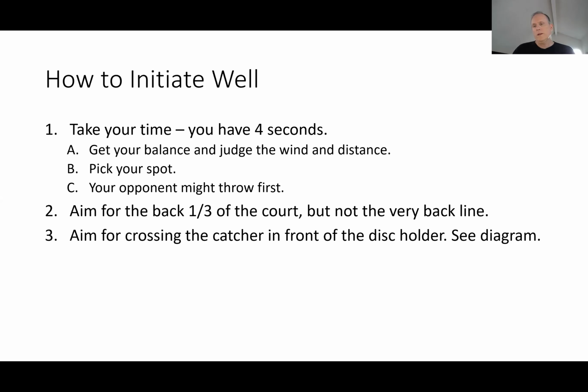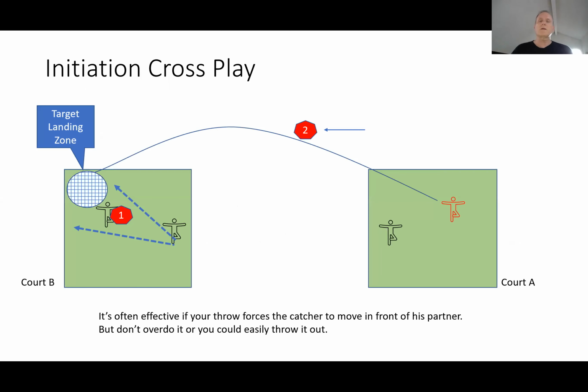Now, the next thing you want to do is, in some situations, you can aim to cross the catcher of your disc, the initiation shot that you're throwing. You can try to have him cross in front of the person on their team who's holding the disc, the person over there who caught the serve. You're throwing your disc as the initiation shot. They're holding your serve already, and now one of them is going to have to run to the back to catch your initiation shot. Let's take a look at this.